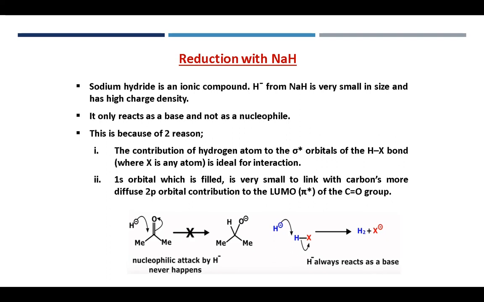This is because the contribution of the hydrogen atom to the sigma star orbital of the H-X bond, where X is any atom, is ideal for interaction. Instead, the 1s orbital is too small to link with carbon's more diffuse 2p orbital contribution to the lowest unoccupied molecular orbital, pi star, of the carbonyl group.